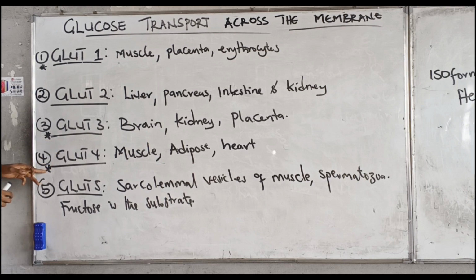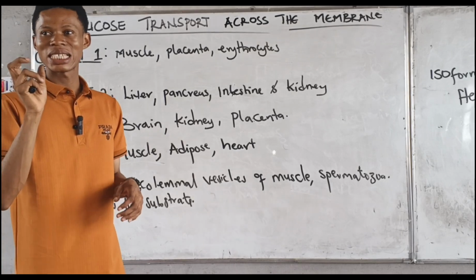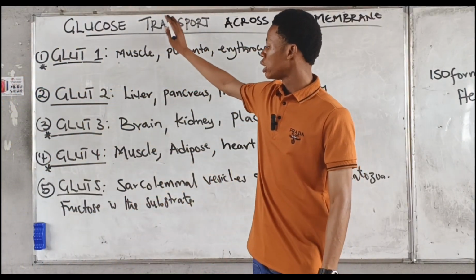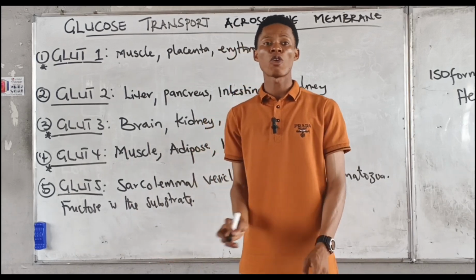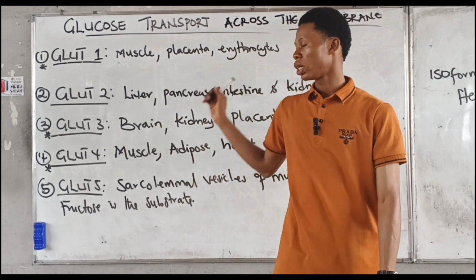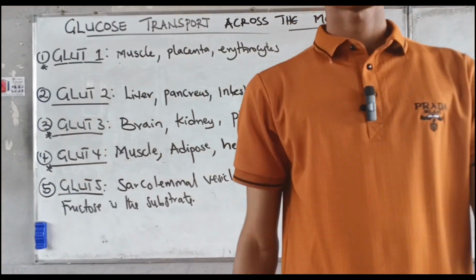GLUT1, GLUT3, and GLUT4, the ones with asterisks here, are the glucose transporters with high affinity for glucose. All right. So basically, these are the different isoforms of the glucose transporters we have. All right, that's that.